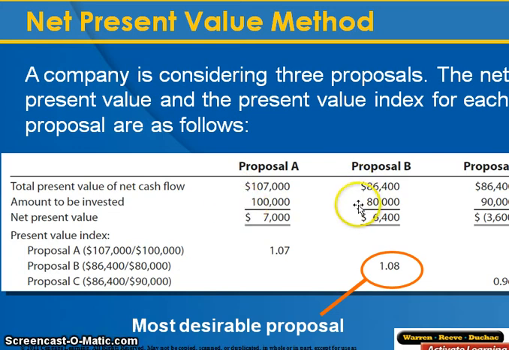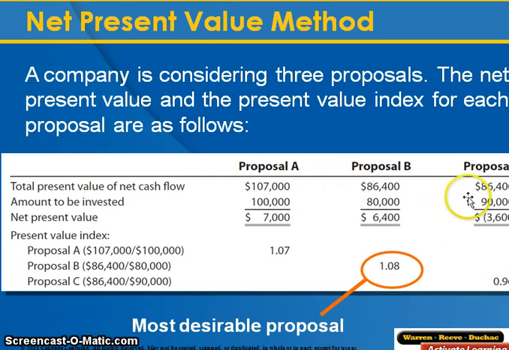Present value of the cash flow is the amount to be invested. Same thing here. You would look at the three of these and say, well, which one is going to give me a better present value index or return on my money? Well, just looking at these numbers without the indices, you'd say, okay, proposal A gives me 7,000 and proposal B gives me 6,400. But you're spending more money on proposal A than you're spending on proposal B. So how do you decide which one of these to go with?